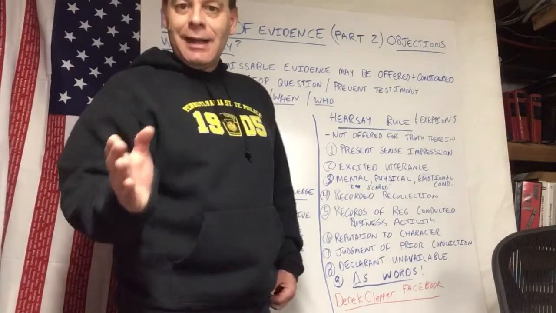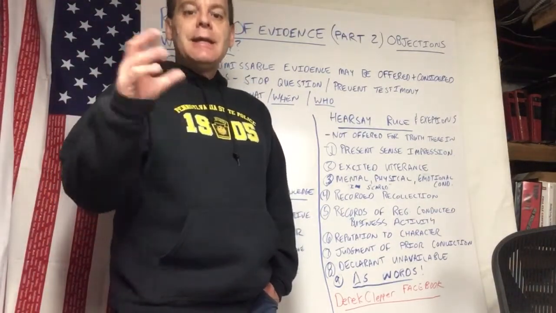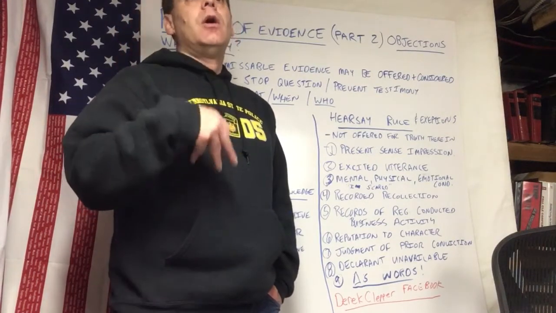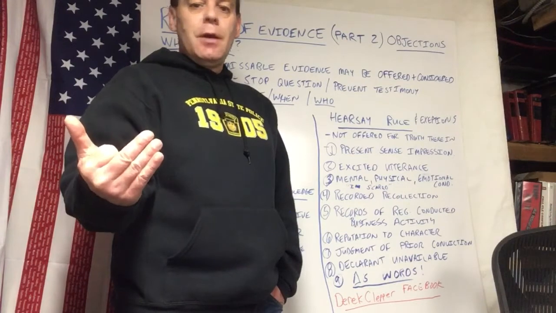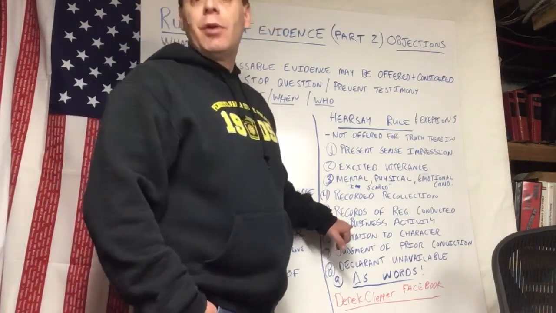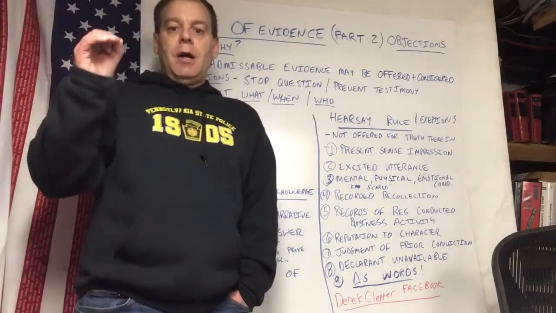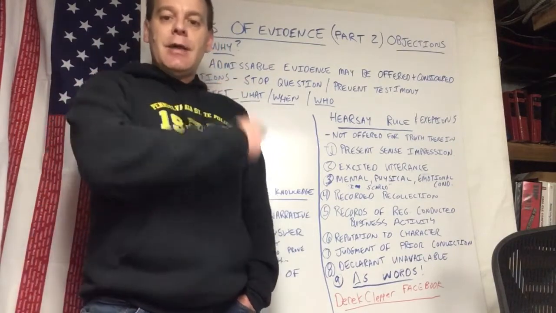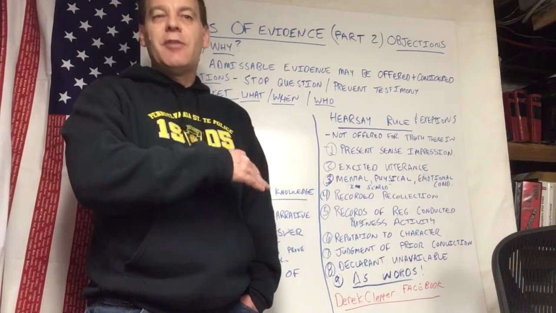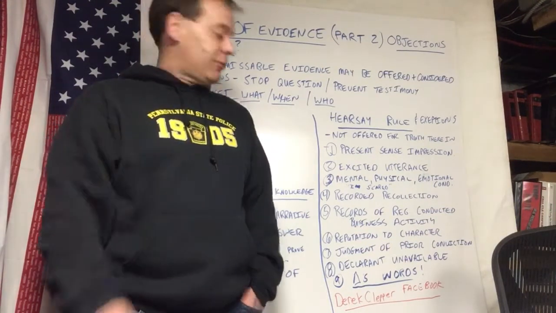A recorded recollection. If you've written something down, or a witness has written something down, and now we're offering it in court for impeachment or to describe someone, then that would be a recorded recollection. That's not hearsay. Records of regularly conducted business activity. If in the course of a business, a company keeps regular records, that is hearsay, but it's an exception to the hearsay rule in that it is a regularly conducted business record.